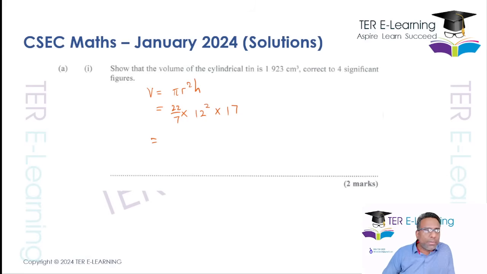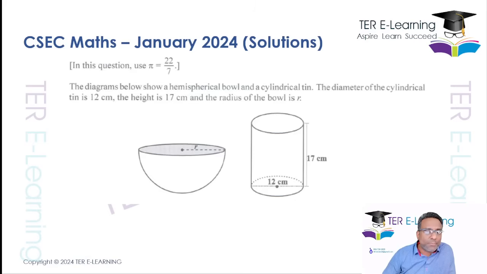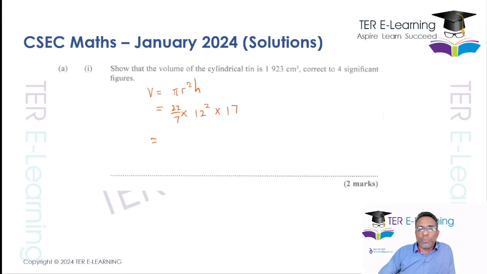Oh wait, hold up. Oh, right, so this here is 12. I didn't look at this properly here. That's 12, that's the diameter. So the radius has to be 6 here. So it's a good thing they told me what I need to prove it equal to. So this here should be 6 squared. Right, now we should get the correct answer.